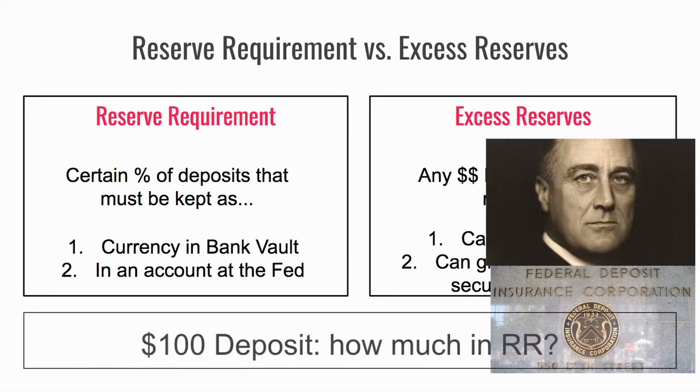Okay, so let's do a quick practice. Let's say you deposit $100 into the bank and the reserve requirement is 20%. How much does the bank need to keep in reserves? Well, you do $100 times 0.2, so the required reserves would be $20. So the bank could loan out $80 of your $100 deposit.